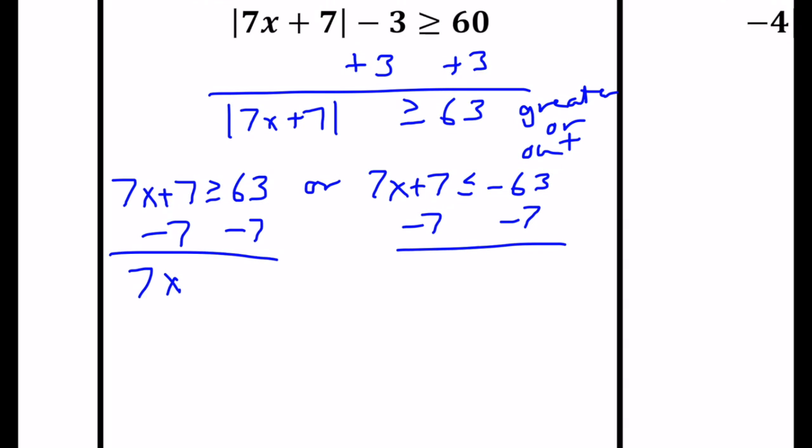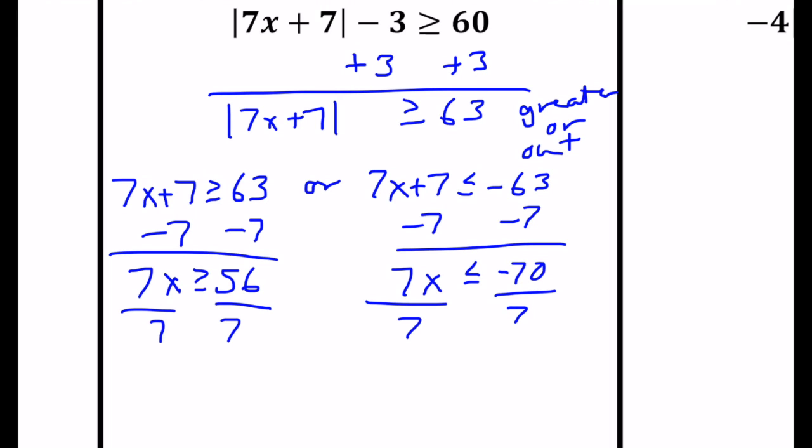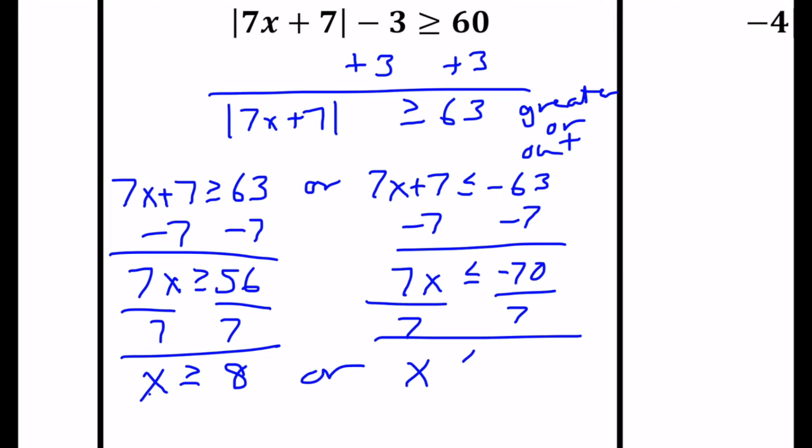And subtract 7 from all of the sides, getting 7x is greater than or equal to 56, 7x is less than or equal to negative 70, and divide all 4 parts by 7, getting x is greater than or equal to 8, or x is less than or equal to negative 10.